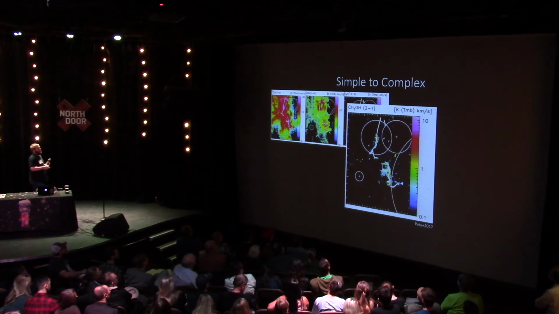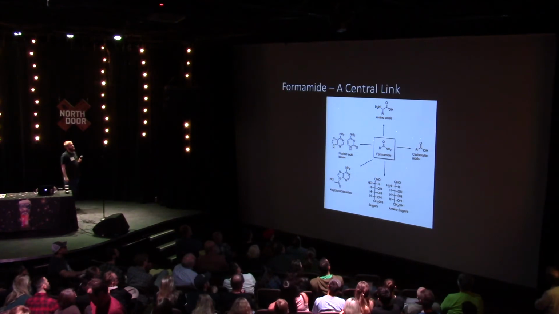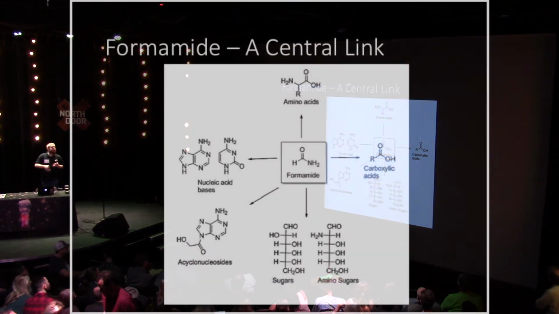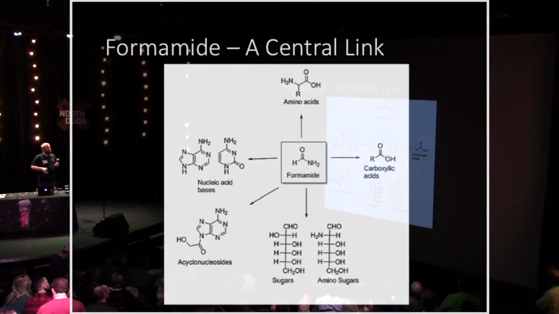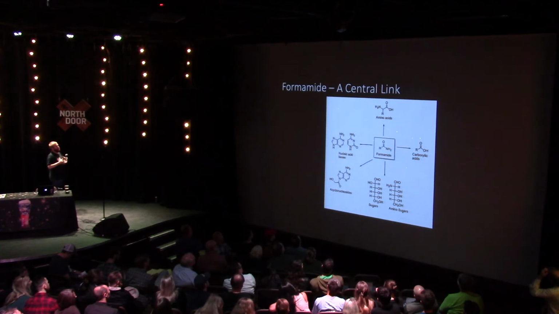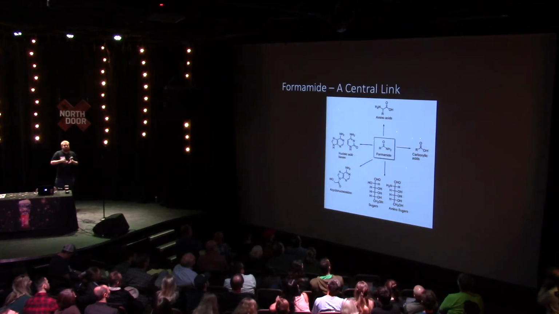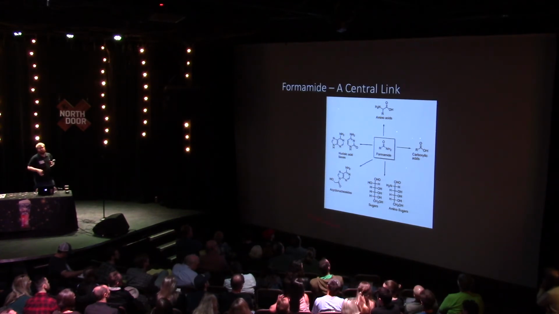Now, we can go even more complex than methanol and look at this molecule called formamide. This is a very important molecule for life. In fact, formamide sits kind of in the center of almost everything that we need for life. So you have amino acids, you have your sugars, your nucleic acid bases, and what terrestrial experiments have shown is that formamide, given enough energy, can actually start to rapidly form all of these things.